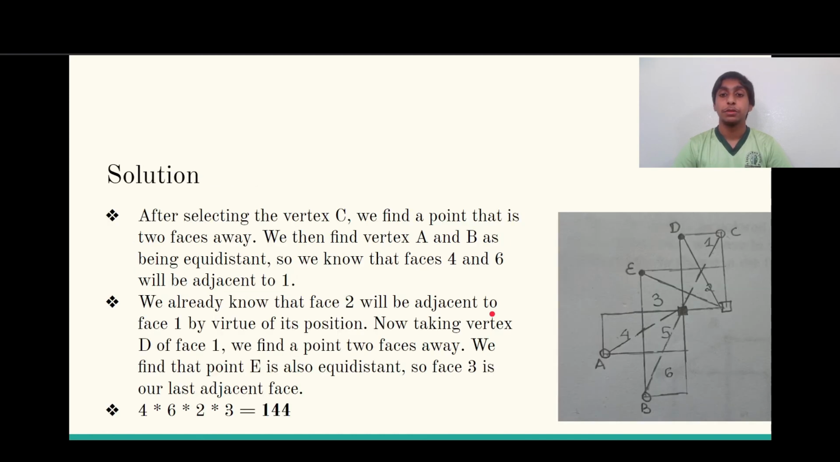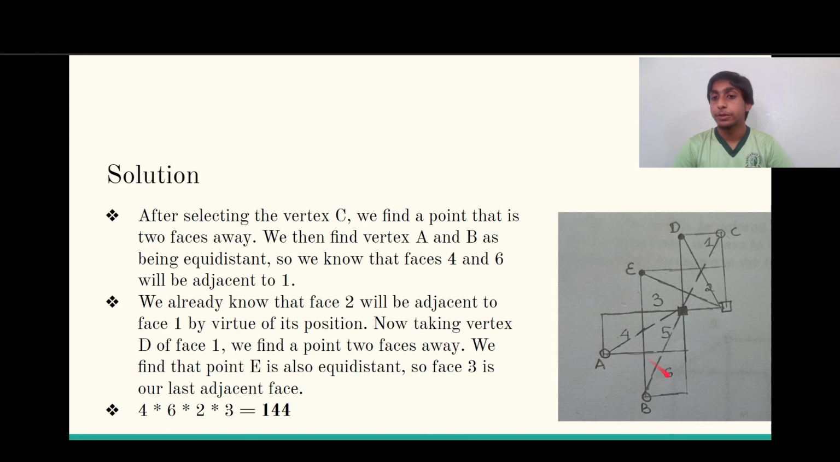Okay, so hopefully you solved it. Let's go over the answer. So after selecting vertex C, I've chosen this because it's on my first face, right? We find a point that is 2 faces away. So if I draw a line across 2 faces, I get this point right here. I labeled it with a dark square. Now we find that vertex A and vertex B are equidistant from this, right? Vertex A here and vertex B here.